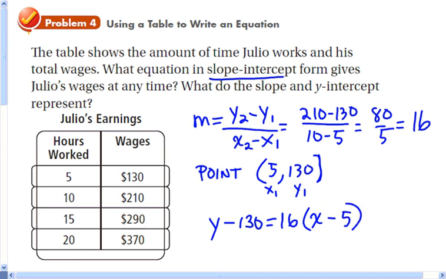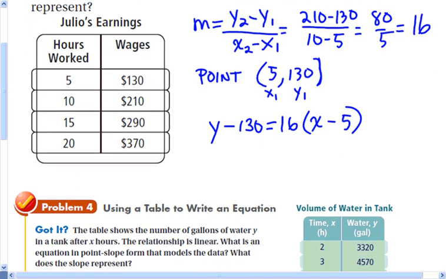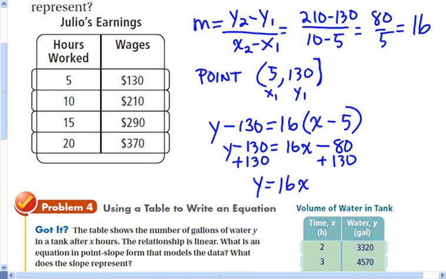And then we wanted it in slope-intercept form. So slope-intercept form is just y equals something times x plus something. To get it in slope-intercept form, all we have to do is simplify this. So using the distributive property, I have 16 times x minus 16 times 5. And then I'm going to use the addition property of equality and add 130 to both sides. And I get y is equal to 16x plus 40.